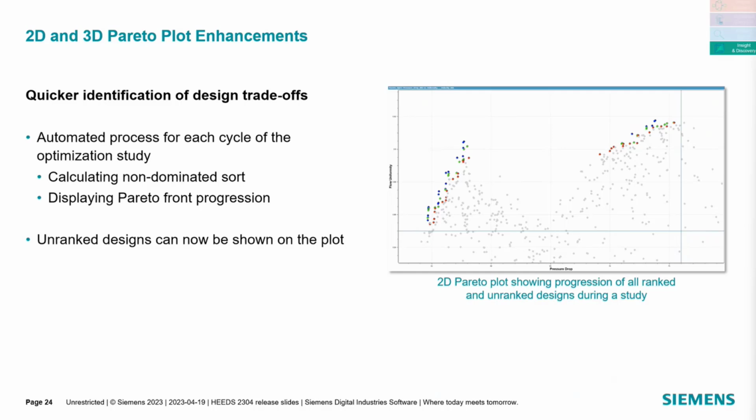so that we can see such an animation. We can see the full set of rank 1, 2, and 3 designs, and any unranked designs that you see are these grey dots that we're not particularly interested in. We're always interested in the more high-performing, interesting designs.